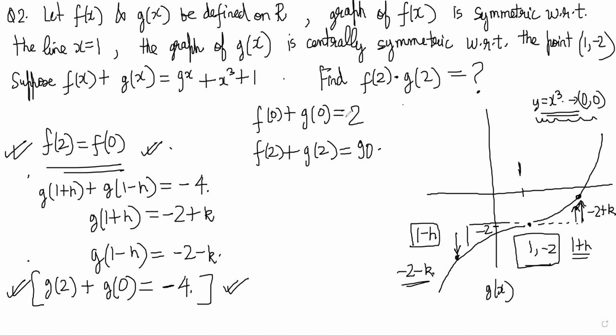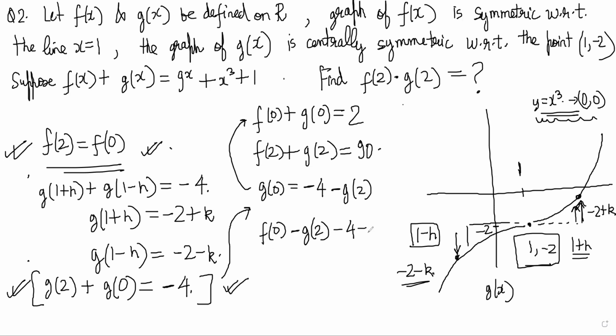We have to find the product of f of 2 and g of 2. So we can say that g of 0 is equal to minus 4 minus g of 2 using this condition. G of 0 is minus 4 minus g of 2, and we can now put this here. So we'll get f of 0 minus g of 2 minus 4 is equal to 2. So you're getting f of 0 minus g of 2 is equal to 6. And we can use this here, and we'll be able to say f of 0 is f of 2. So we get f of 2 minus g of 2 is 6, right? Understand which results we are using.